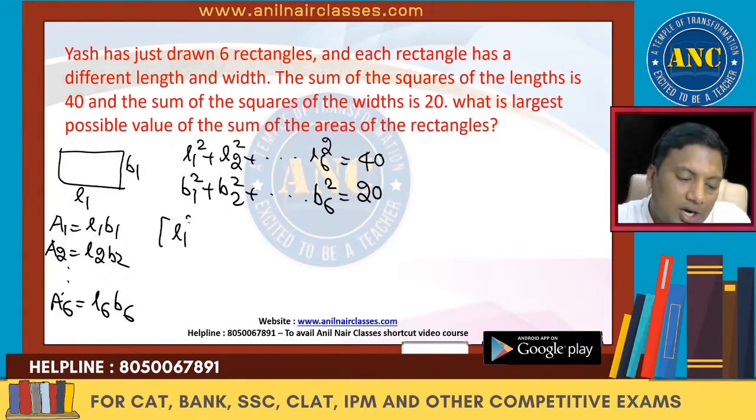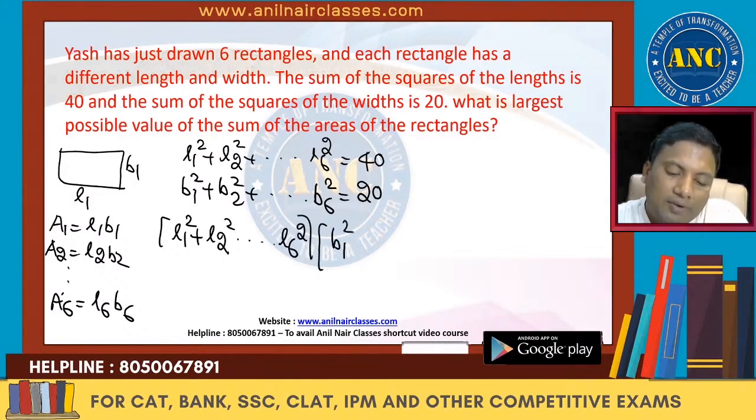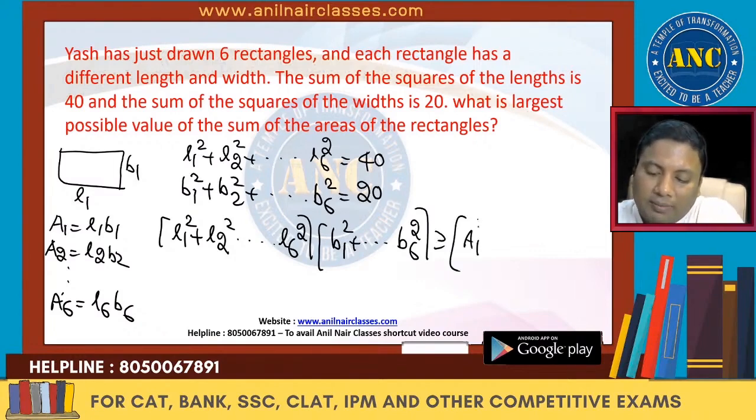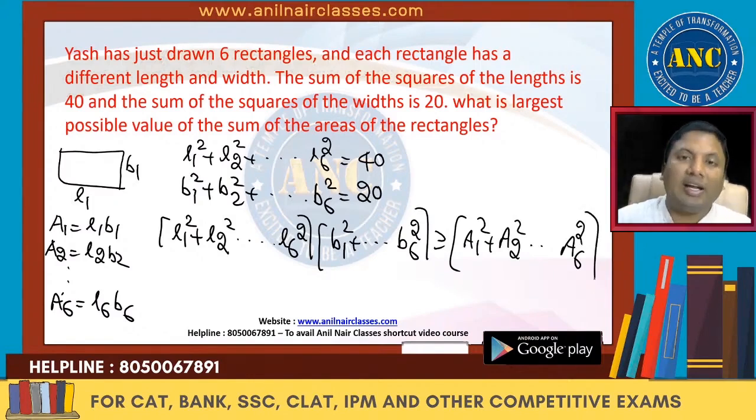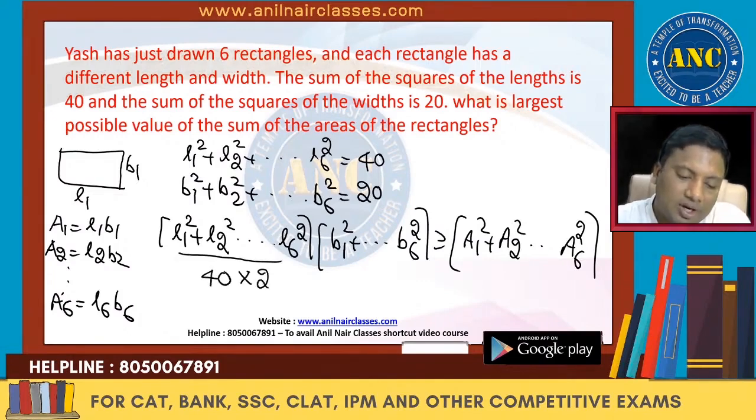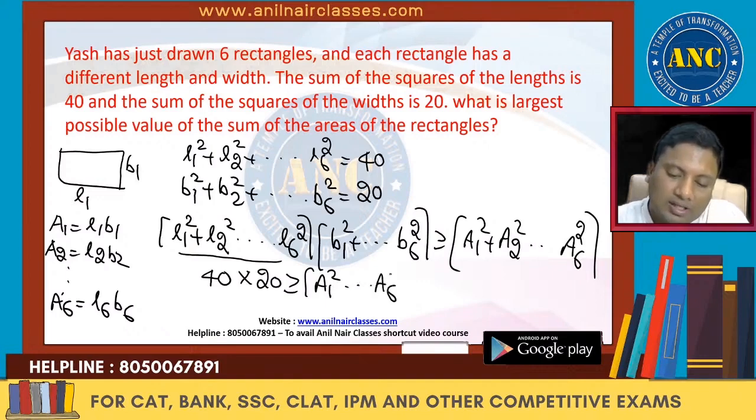Again, we will use Cauchy-Schwarz inequality. L1 square plus L2 square and so on up to L6 square, into B1 square plus B2 square and so on up to B6 square, is greater than or equal to L1 B1 plus L2 B2 plus and so on up to L6 B6, whole square. I hope the idea is clear. This value is given as 40, this value is given as 20, and this is greater than or equal to A1 plus and so on up to A6, whole square.